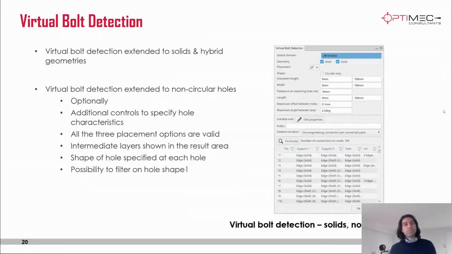So if you have used this tool before, you know that it will work very well for shell mesh. So it will recognize, again, circular holes in shell mesh, but now it's extended to non-circular, and also to solid parts. So if you have a connection between a shell and a solid mesh, it will still recognize there's a hole there and create a virtual hole.